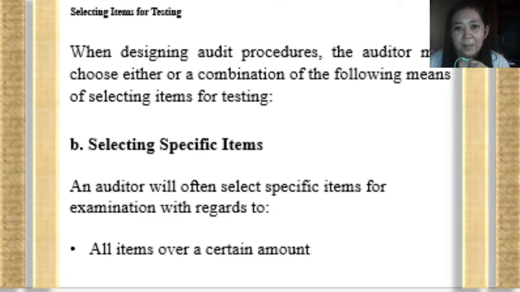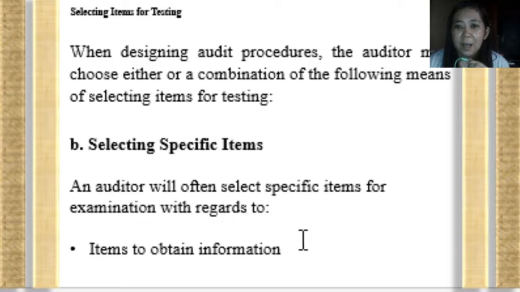Okay. Another is all items over a certain amount. Okay, so for example, he will set the materiality level at 100,000. So for those account balances from 100,000 and above, only those items will be subject to testing, okay, for evaluation in the gathering of audit evidence.